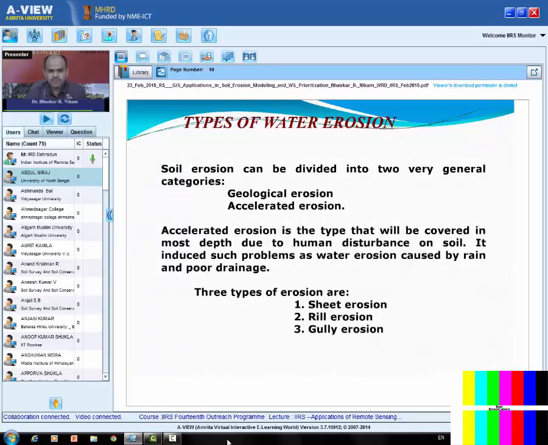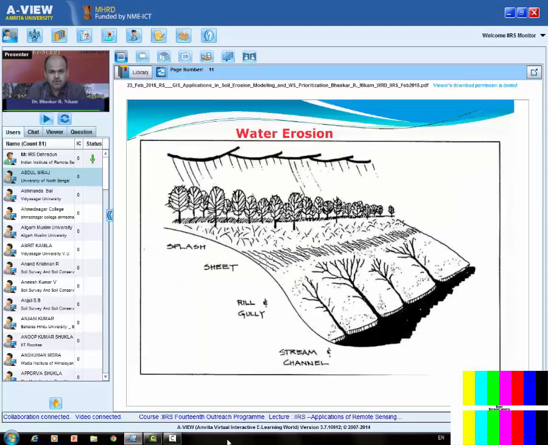So as we know, there is a geological erosion rate and there is an accelerated erosion rate. The accelerated erosion because of water as an agent is called water erosion. Just as wind erosion is classified into different classes, water erosion is also classified into different classes based on the driving force behind that erosion.